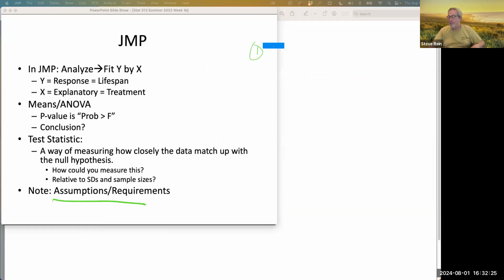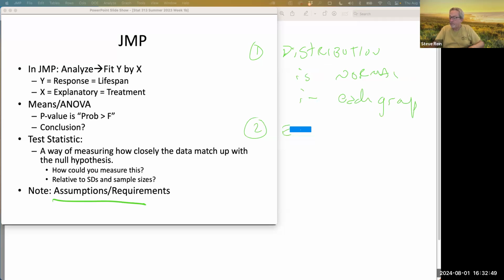Okay, so one is that the distribution in each group is going to follow a normal curve. Two, each group has the same standard deviation. And three, there's independence between data points.